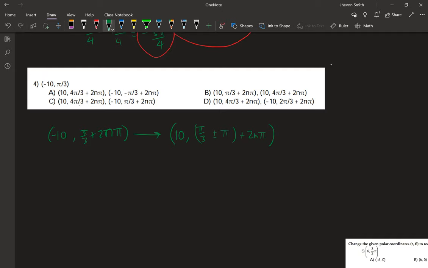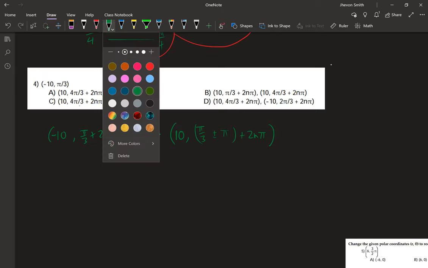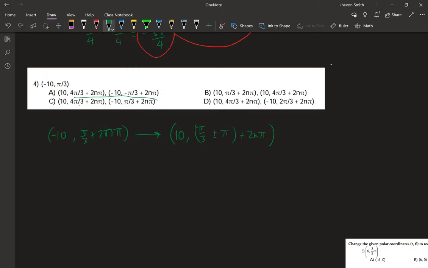What about this? That looks like C, am I right? So we have the minus 10 comma pi over 3 plus any 2 n pi is going to give us the same point. Now, if I add pi to pi over 3, that should give 4 pi over 3. And then that would change the r to a positive and then make any 2 n pi after that point.